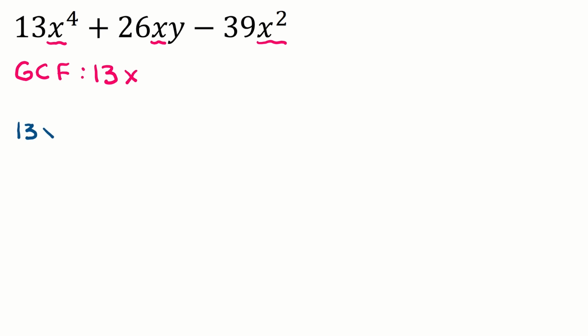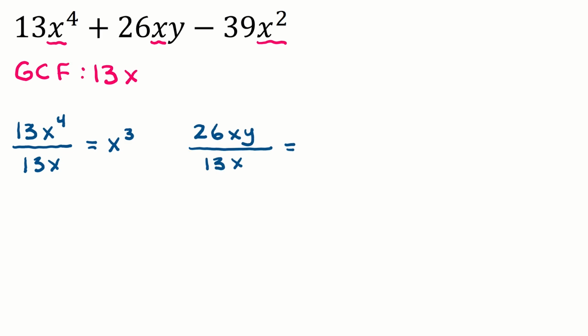So 13x to the power of 4, what happens when we divide that by 13x? Well, the 13s are going to cancel out. 13 divided by 13 is just equal to 1. And x to the power of 4 divided by x would give you x to the power of 3. Then we have 26xy divided by 13x. 26 divided by 13 gives you a 2. X divided by x gives you a 1. And y just hangs around.